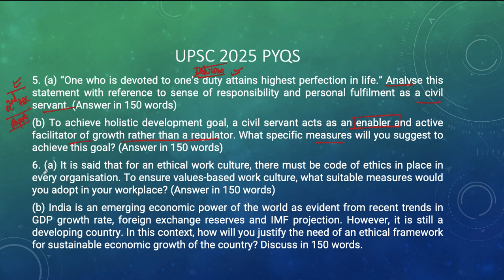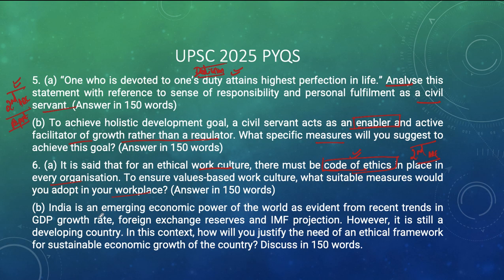Sixth question: it is said that for an ethical work culture there must be a code of ethics in place in every organization. To ensure value based work culture, what suitable measures would you adopt in your workplace? So this pertains to work culture, students, and this is an important component in your syllabus also, but you need to talk about the code of ethics. What is very, very important is the second ARC report on this and the code of ethics. You should try to relate it and fetch maximum marks.